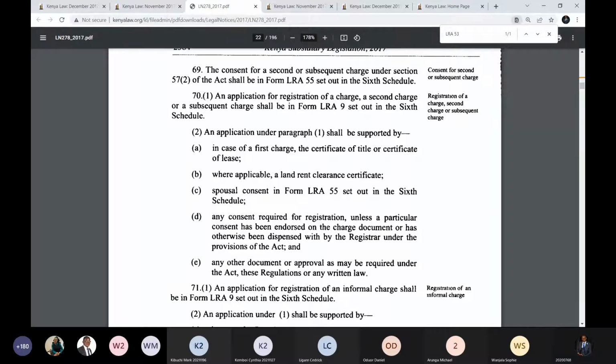0.1%. Okay. What about a discharge? 0.05. Okay. What about a transfer? Transfer, if it's in municipal cities and town, it's 4%. If it's outside the municipal city, 2%.